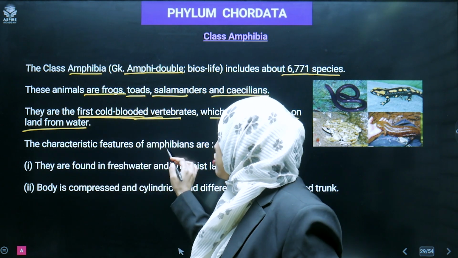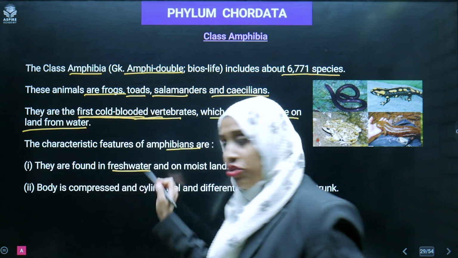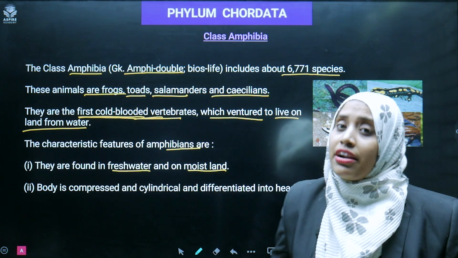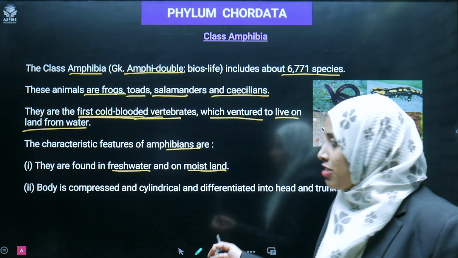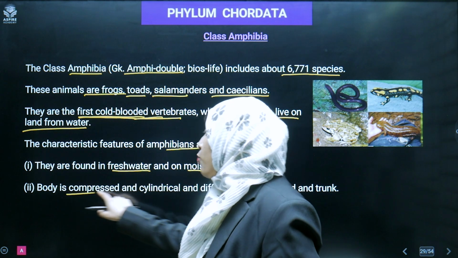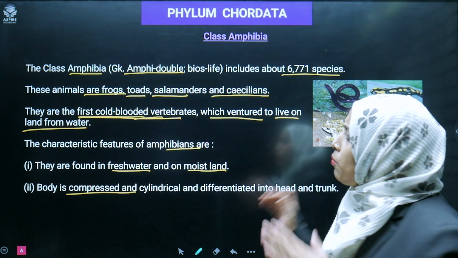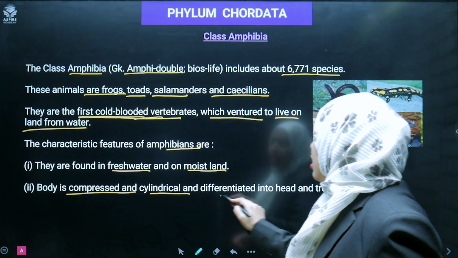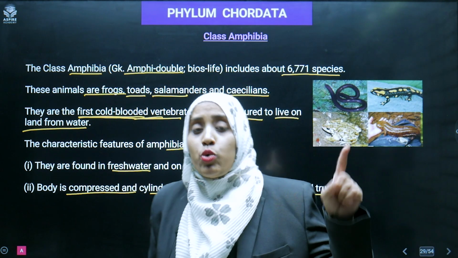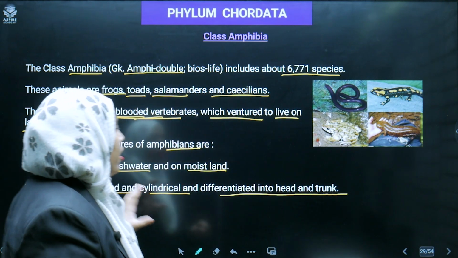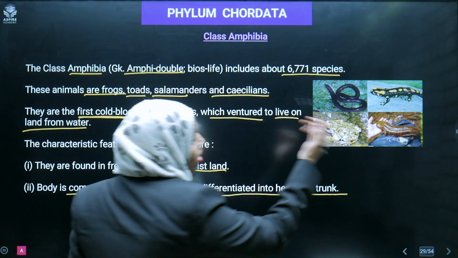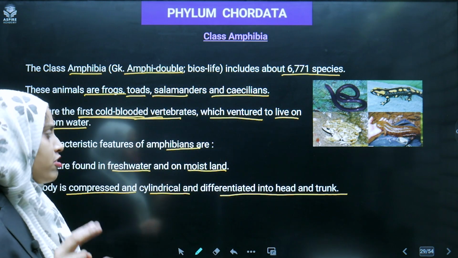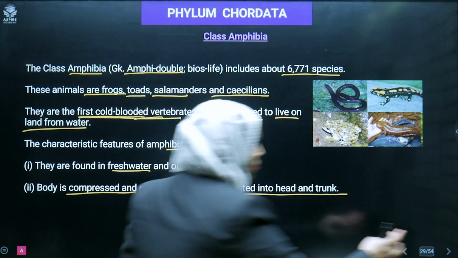The characteristic feature of amphibia is what? They are found in the fresh water. Fresh water में भी है and also in the moist land. Moist soil में भी आप देख सकते हो. So the body is compressed. Body कैसा होता है amphibian का? Generally compressed, cylindrical and differentiated into head and trunk. ठीक है? Okay, cylindrical है head और trunk region, जो body region है उसमें आप differentiate कर सकते हो. तो differentiation है head and trunk के बीच में.